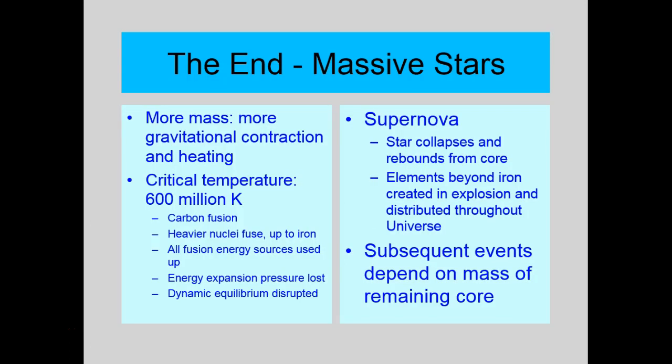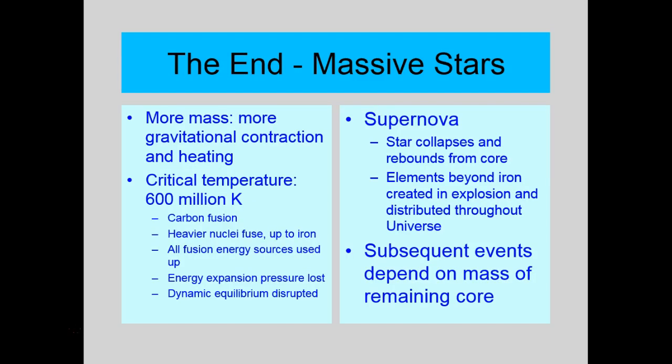All right, so here's the end of your massive stars. Now, there are a few things I find a little irritating about the way they put these slides together, but it's also in the book, and it does some strange things here, but I'll explain that later. Okay, so the more mass, the more gravitational contraction and heating you have. Now this is picking up pretty much where, let's go back to the last slide.